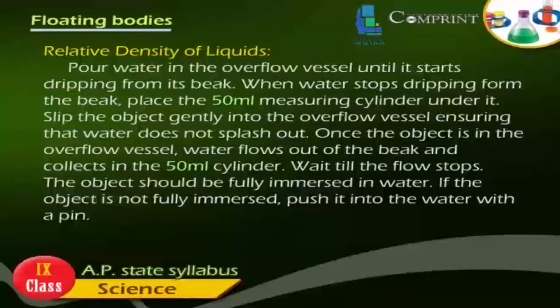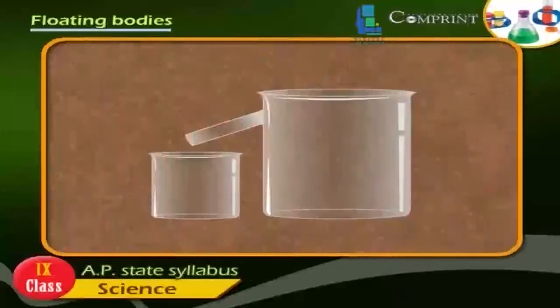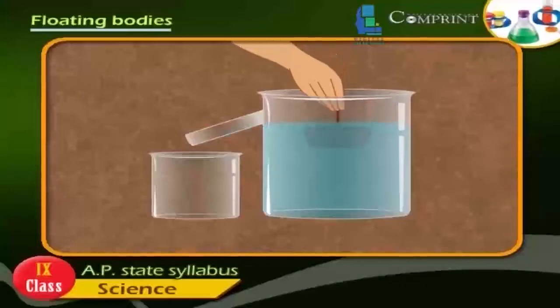Relative density of liquids. Pour water in the overflow vessel until it starts dripping from its beaker. When water stops dripping from the beaker, place the 50 ml measuring cylinder under it. Slip the object gently into the overflow vessel, ensuring that the water does not splash out. As the object is in the overflow vessel, water flows out of the beaker and collects in the 50 ml cylinder.